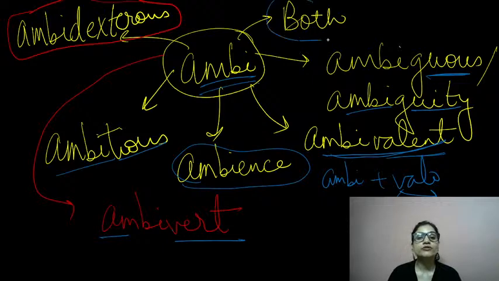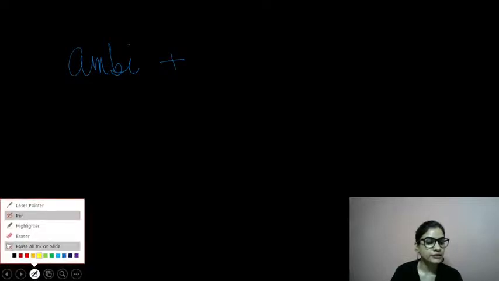Now let's talk about this word ambidextrous. What is ambidextrous? How do we get this word, guys? Ambi plus, I think it's very dark. Let me take something light and write.